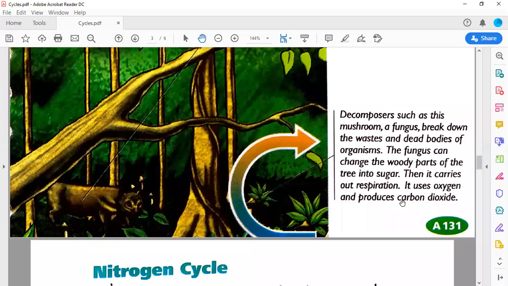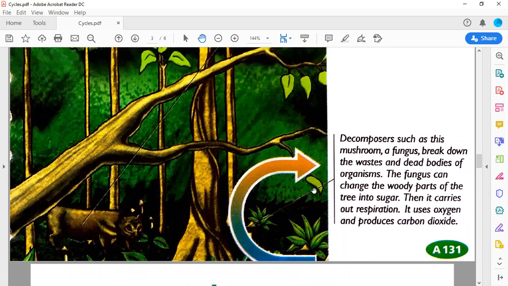And then we can also see the decomposers on the bottom. It says decomposers such as this mushroom, a fungus, break down the wastes and dead bodies of organisms. The fungus can change the woody parts of the tree into sugar. Then it carries out respiration. It uses oxygen and produces carbon dioxide, right?